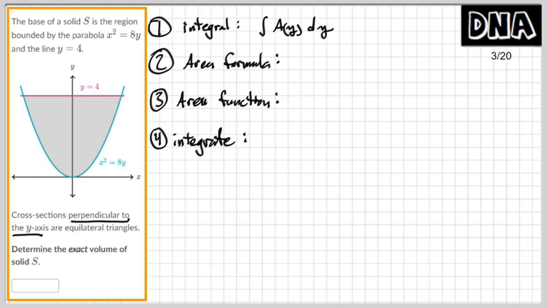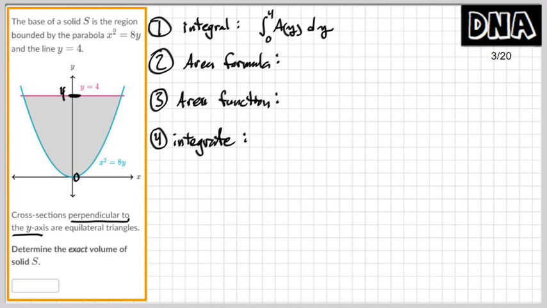How do you know it's y? How come it's not x? I already told you. It's the perpendicular to the y-axis that gives it away. All right, now, do we know our lower bound and upper bound? Okay, remember we're on the y-axis, right? So what's my lowest y? It's 0. What's my highest y? 4. So we have our lower and upper bound, 0 to 4.